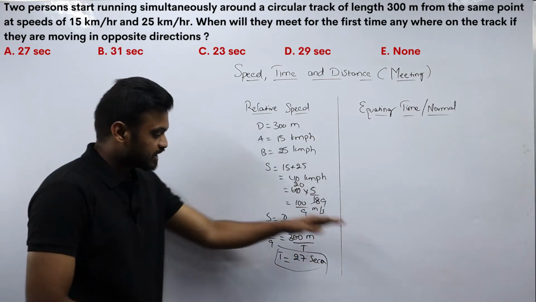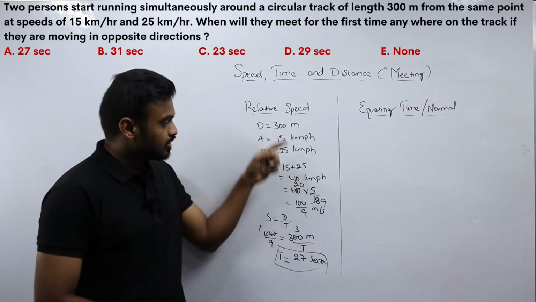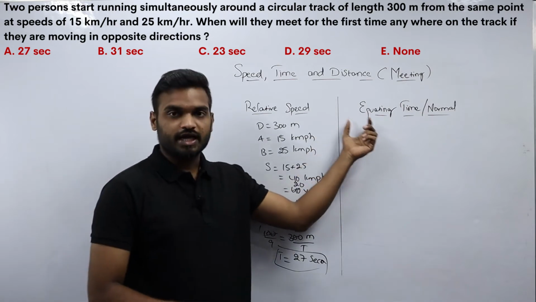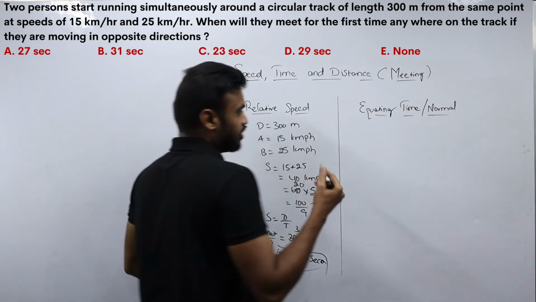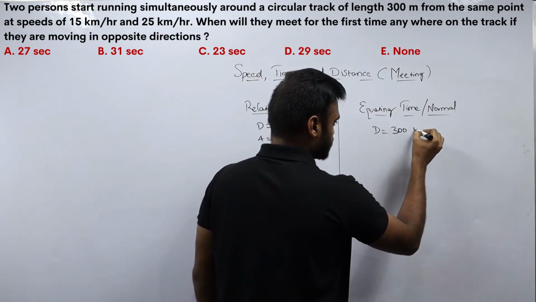Okay, so after 27 seconds, both persons, that is A and B, will meet in the circular track. Now let's see how to solve the same problem using this equating time or normal method. So they have given the total length of the track, that is distance, equal to 300 meters.